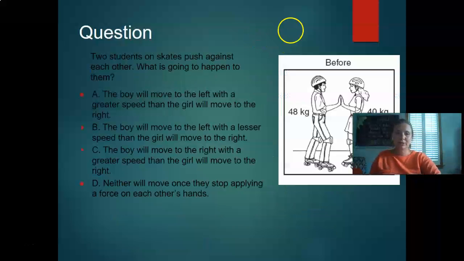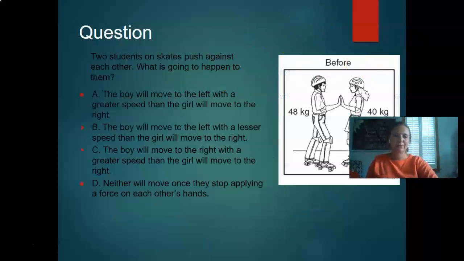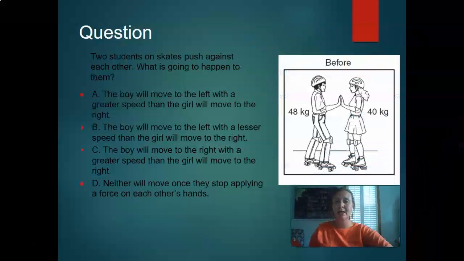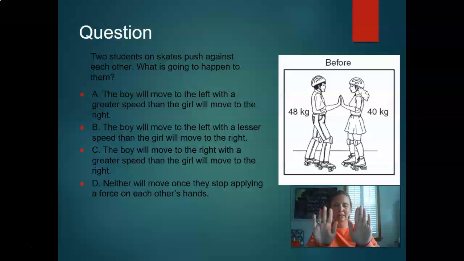Same thing with these two skaters right here. There's some information that's been added here. We can see their mass. The boy here is 48 kilograms. The girl is 40 kilograms. If we think about them hand in hand, and they push off of each other, what's going to happen to them? I'll give you a second to think about that answer.